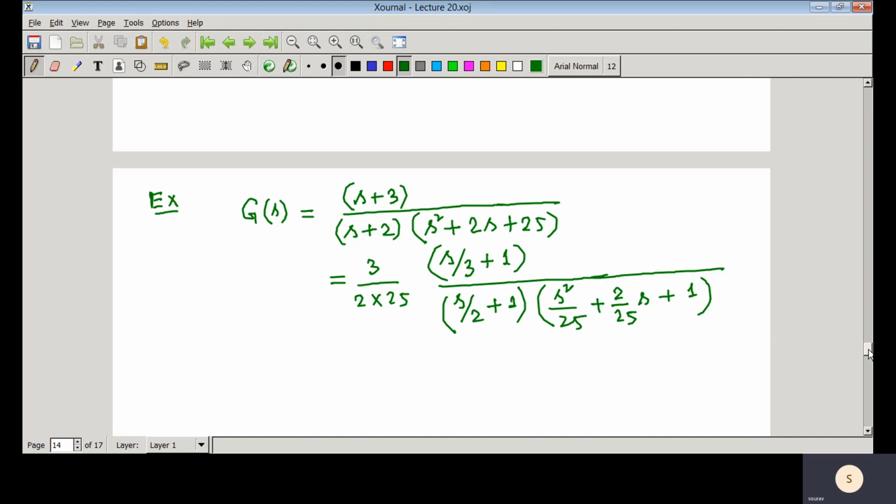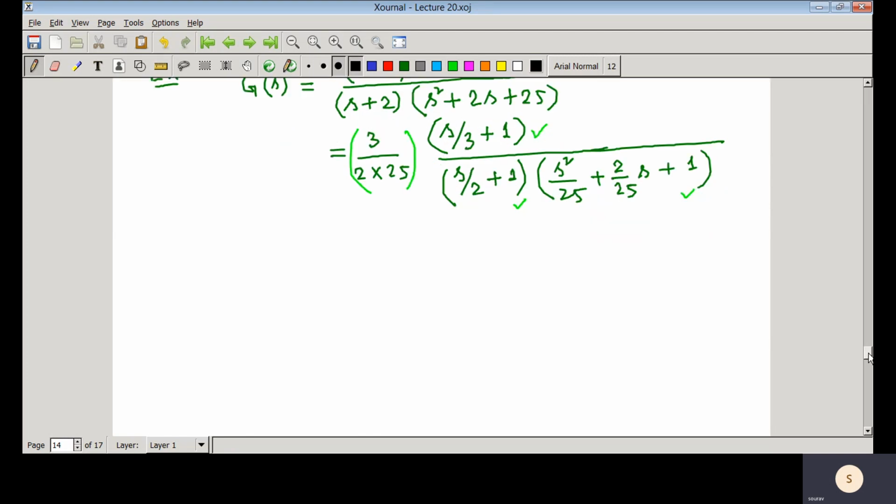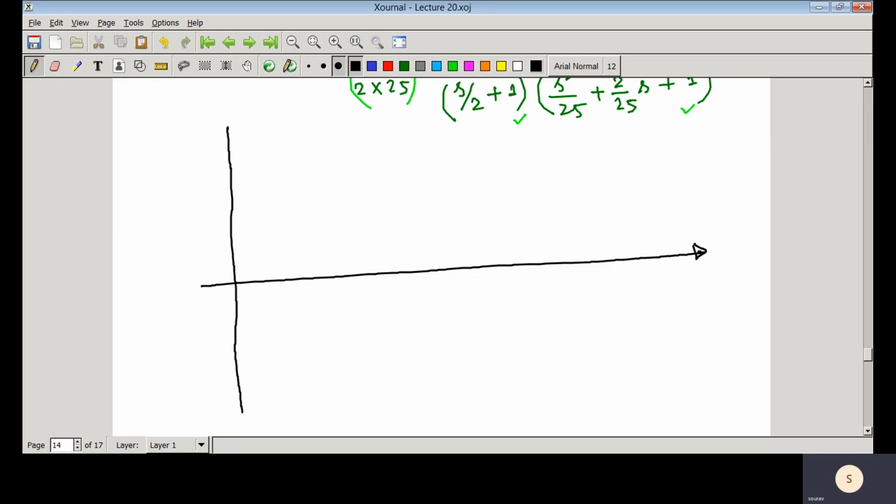So here we have two first order terms and one second order term, and there is a constant, that is 3 by 50. So let us draw the magnitude plot. Here that is log omega, and this is in dB.